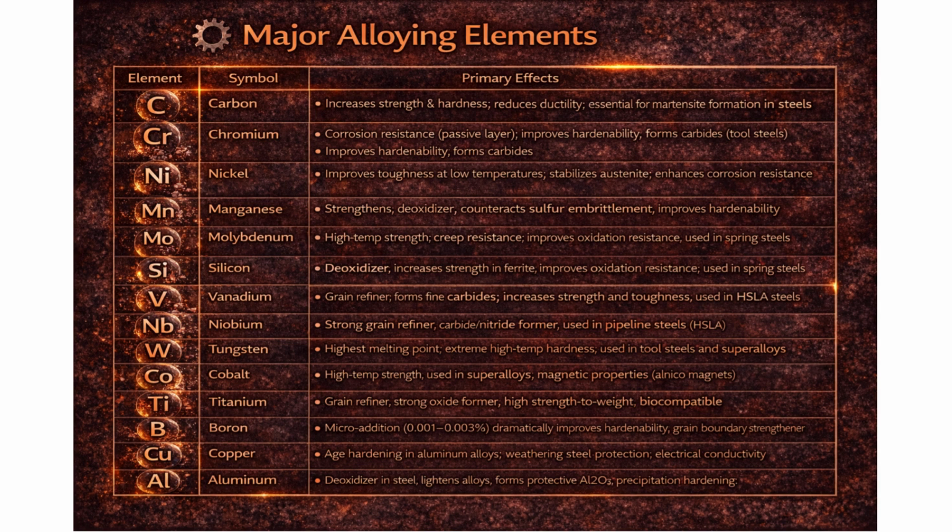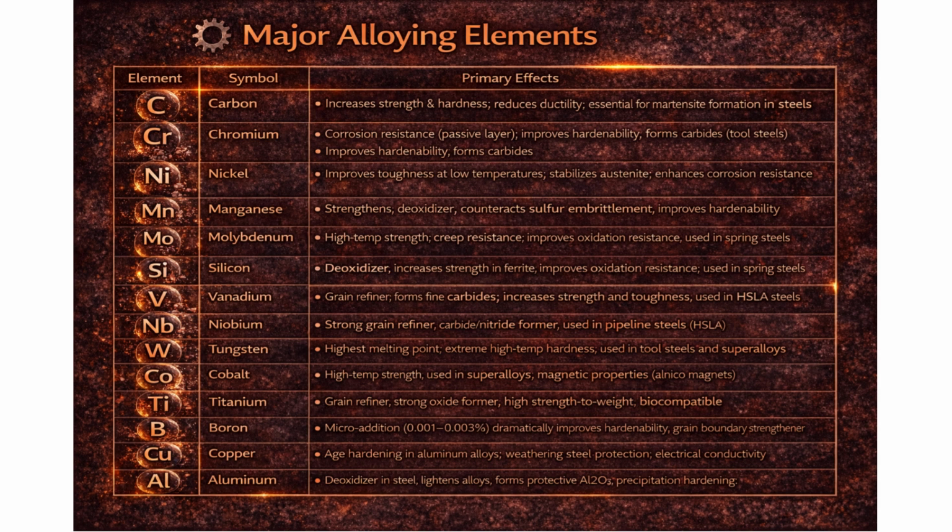It is the most important element responsible for forming martensite during heat treatment. Chromium improves corrosion resistance by forming a passive oxide layer. It also increases hardenability and wear resistance and forms hard chromium carbides. Nickel improves toughness, especially at low temperatures. It stabilizes the austenitic structure and also enhances corrosion resistance.